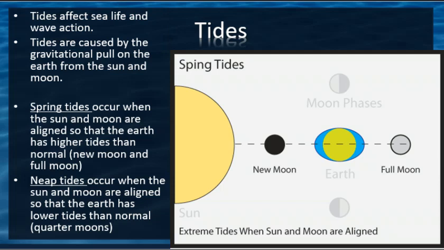All right, so what we'll have is 2 spring tides per month on our new moon and our full moon, and 2 neap tides per month on our first quarter and third quarter.